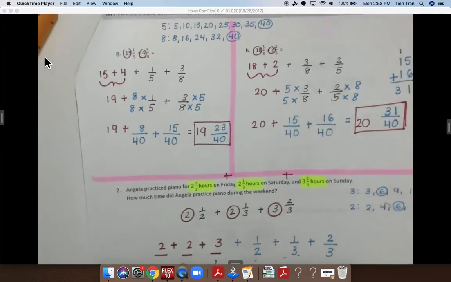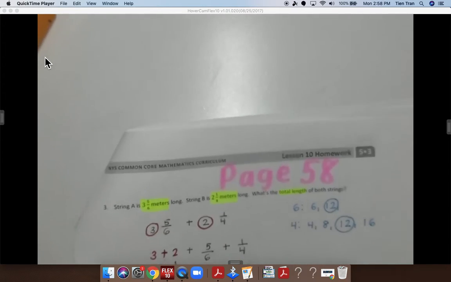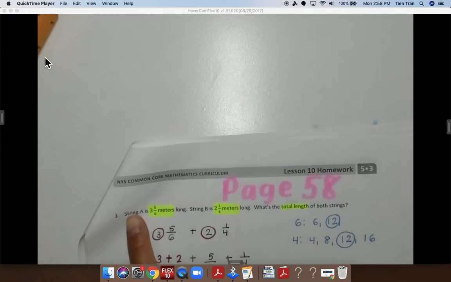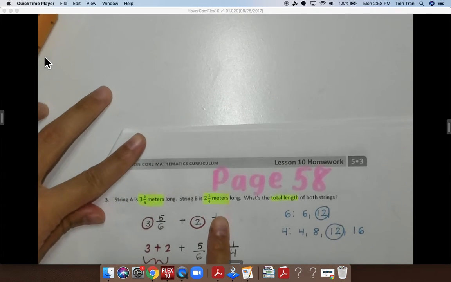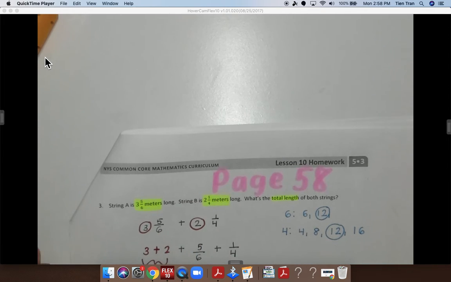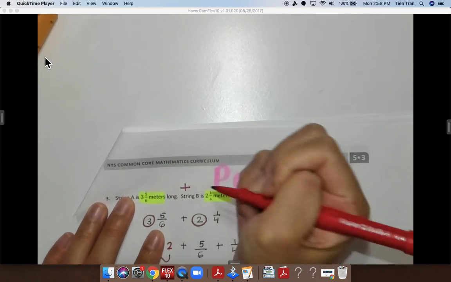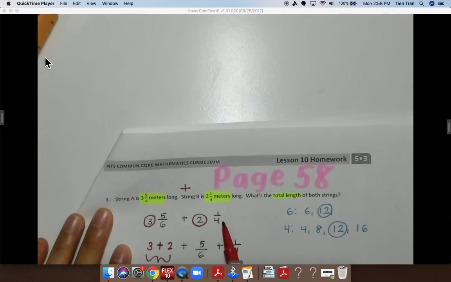Now I'm going to turn the page to page 58. For page 58, we have a question that says string A is 3 5/6 meters long. String B is 2 1/4 meters long. What's the total length of those strings? They want me to add those two strings together because they're asking for the total length. That means I'm adding 3 5/6 plus 2 1/4.